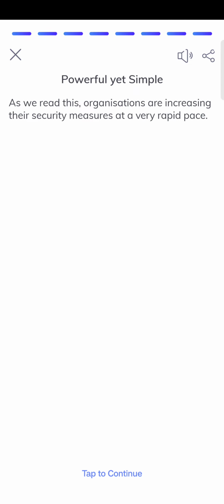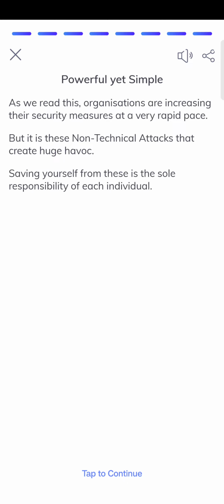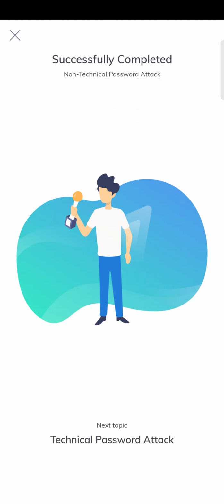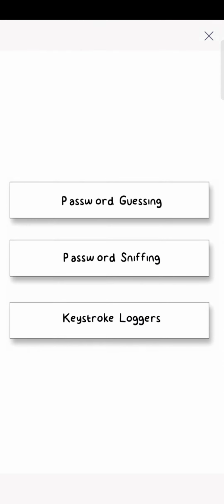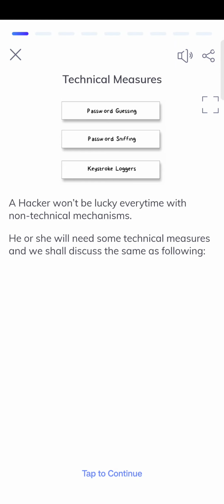As we read this, it is these non-technical attacks that create huge havoc. Saving yourself from these is the sole responsibility of each individual. It is time to pay attention to how we deal with confidential information in our personal as well as professional lives. A hacker won't be lucky every time with non-technical mechanisms. He or she will need some technical measures, and we shall discuss the same as follows.